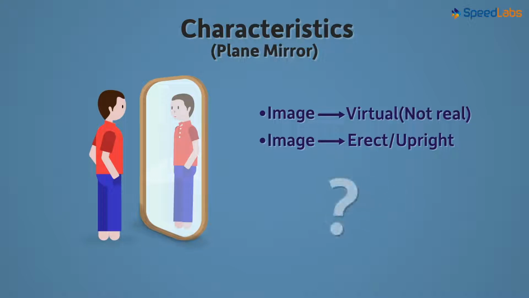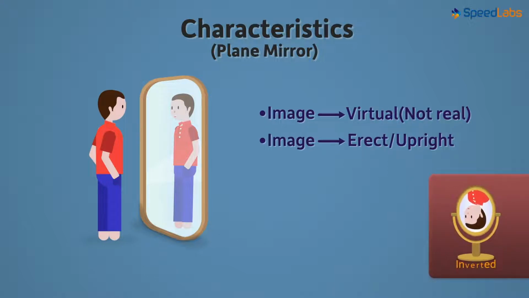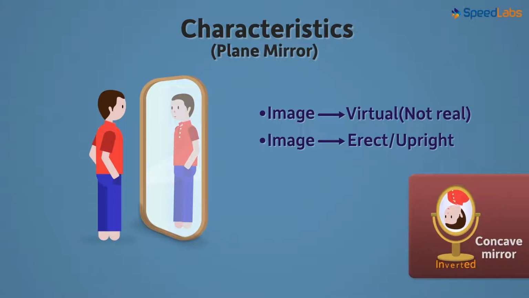But will it always be erect? Not necessarily. Maybe it's inverted. Well, we can think of inverted as the opposite of upright. Yes, an inverted image means an upside-down image. Concave mirrors can form inverted images. The plane mirror never forms an inverted image.